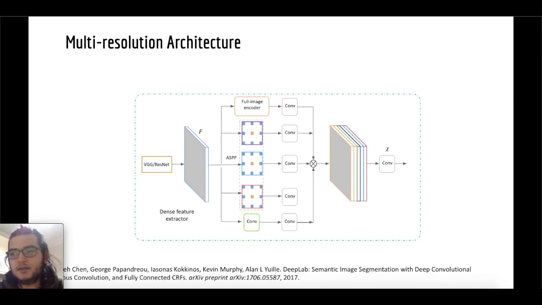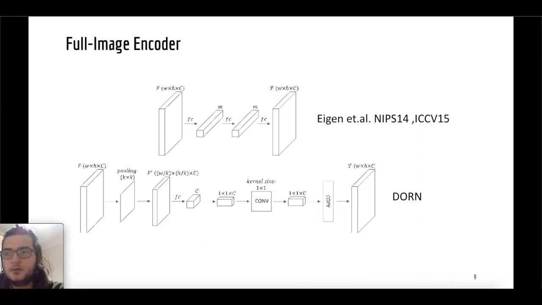They also have a full image encoder to encode the global information of the image, whereas these 4 convolutional branches on the bottom output the multi-scale features. So for the full image encoder in the previous works, they usually apply fully connected networks to directly transform the feature map to a final feature map that has the same size as the input image. But in this paper, they claim that this is a very inefficient method, and that it has many parameters and is difficult to optimize. Instead, they propose a more efficient method to do this.